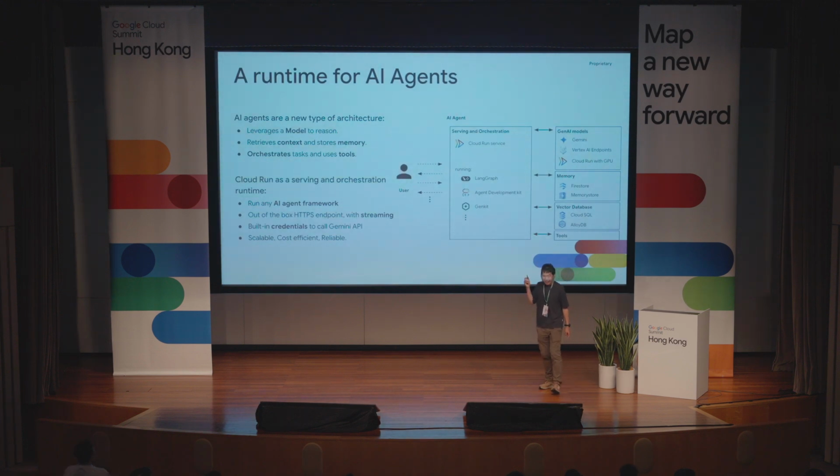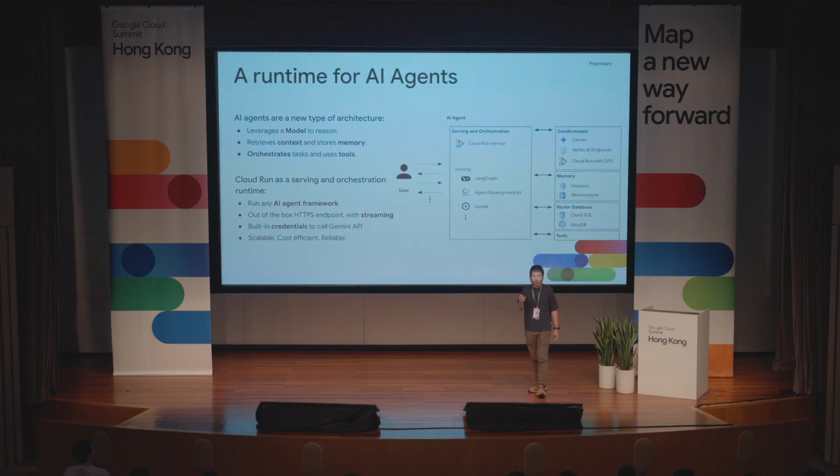But actually, I want to say Cloud Run is a really good runtime for AI agents. Why? For a typical AI agent architecture, you need a model for the reasoning. So you can use our Gemini model or any model on Vertex AI, and as I said, you can do AI inferencing on Cloud Run. So you can actually get an open model from Hugging Face and deploy it to Cloud Run.